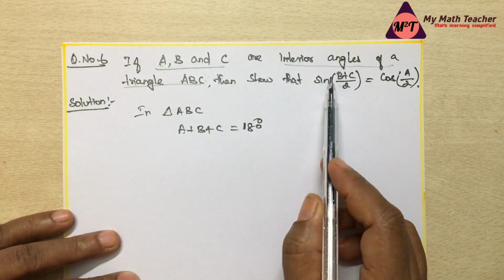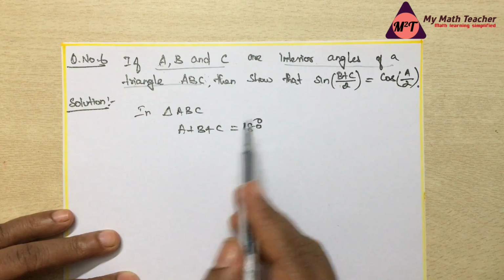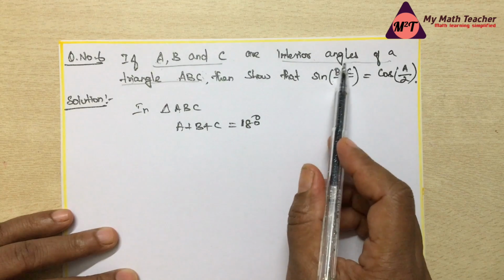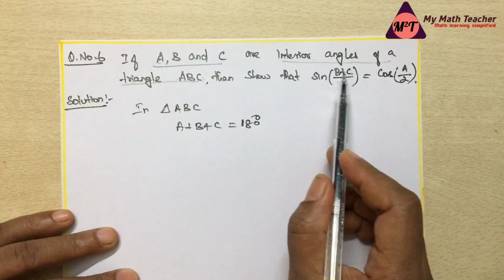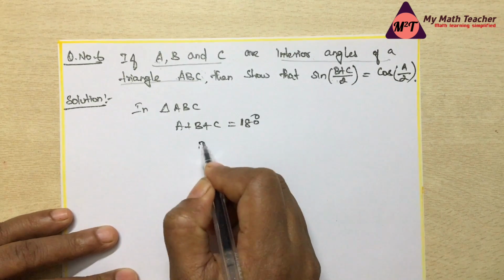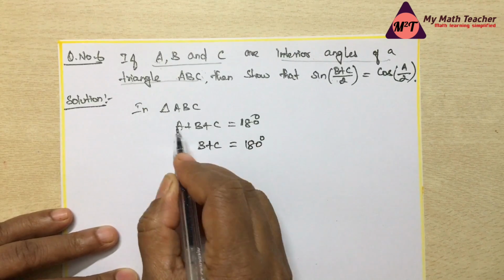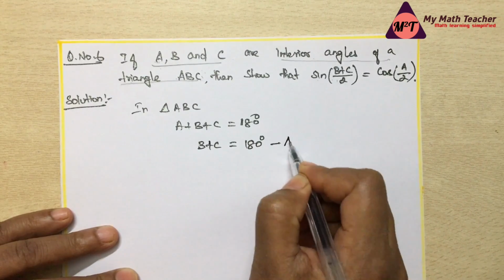So as you can see, they have given (B plus C) by 2 here, and A. So what we are going to do is, on the left hand side we are going to retain B plus C, and on the right hand side we are going to shift the A. So in this step, B plus C is equal to 180 degrees minus A. Shift this A to the other side.